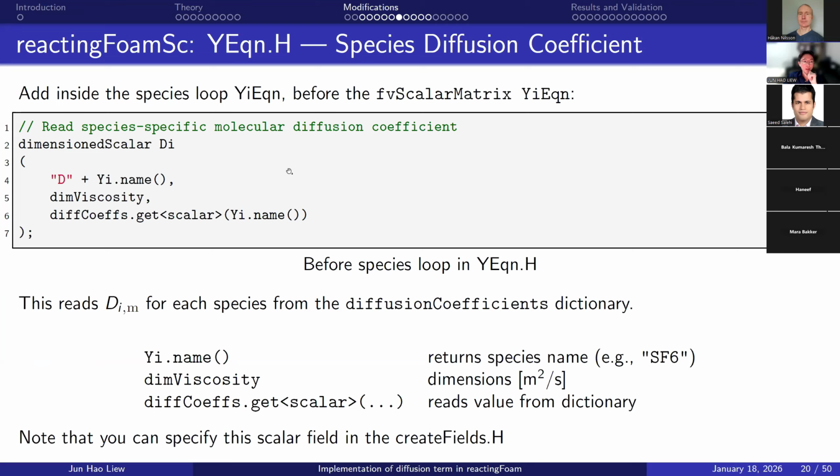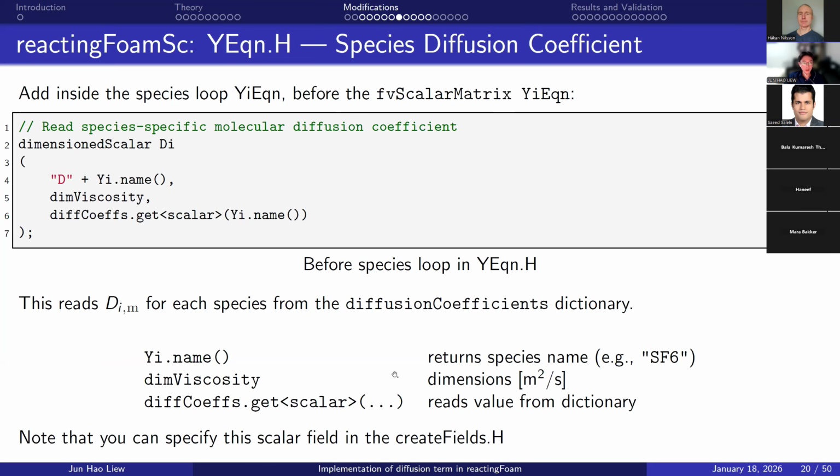And then inside the loop species, but before the Y equation begins, we need to add these lines here, which basically tells the solver to read the diffusion coefficients for each species. So later in the thermophysical properties, you need to specify the diffusion coefficients here.